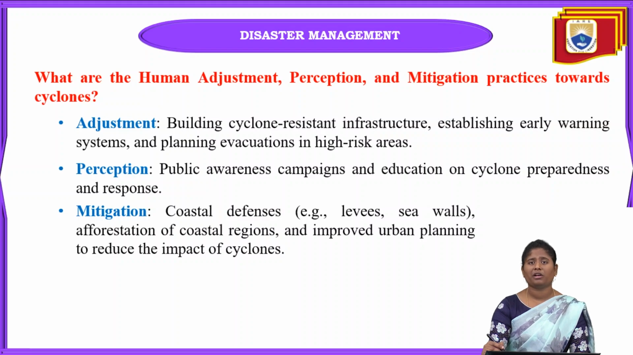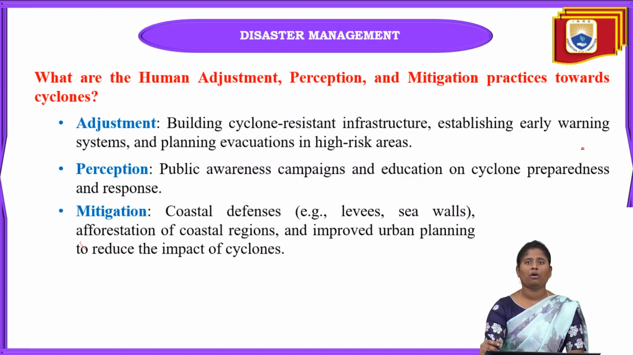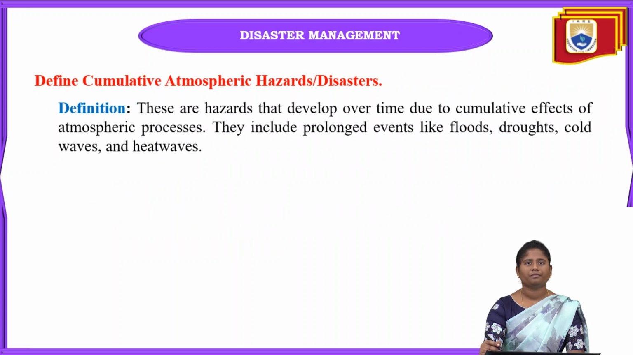When we construct, coastal regions can't be affected. And if we do afforestation of these coastal regions, that can also help, and there will be improvement of the urban planning to reduce the impact of cyclones also.